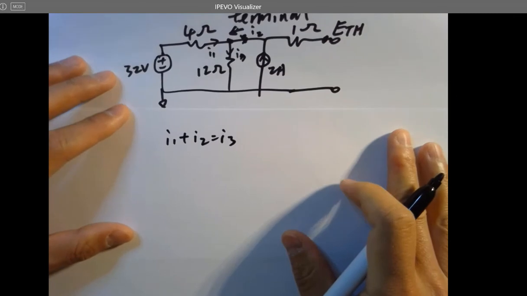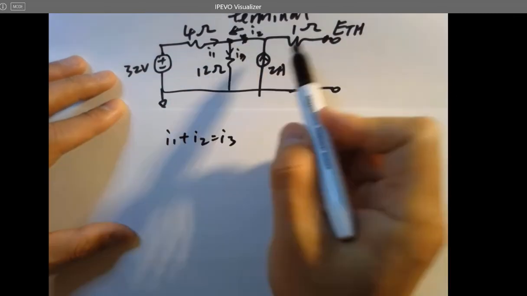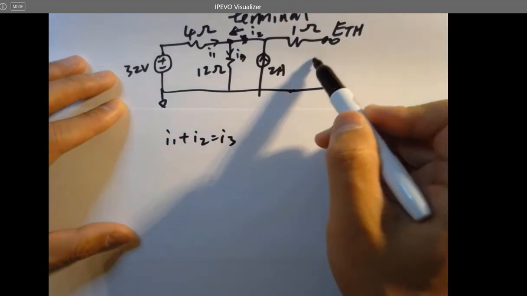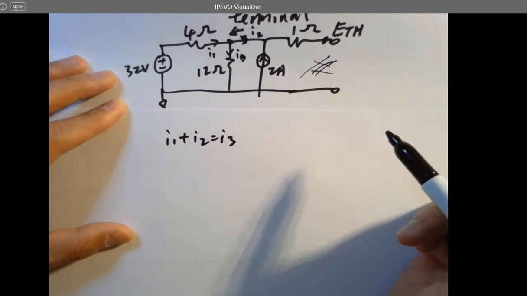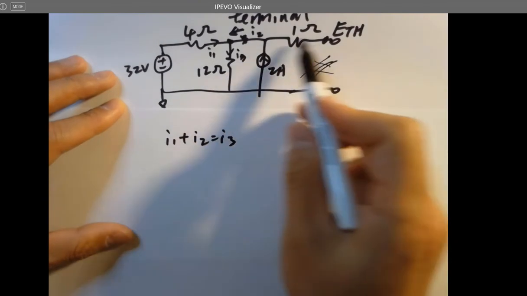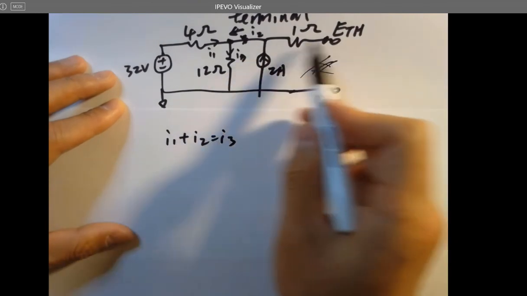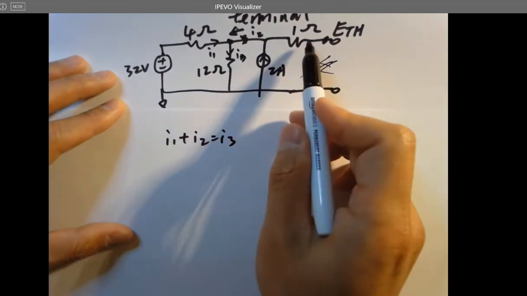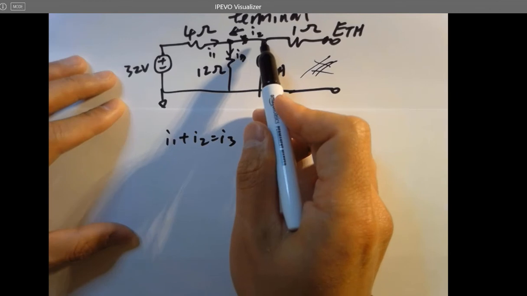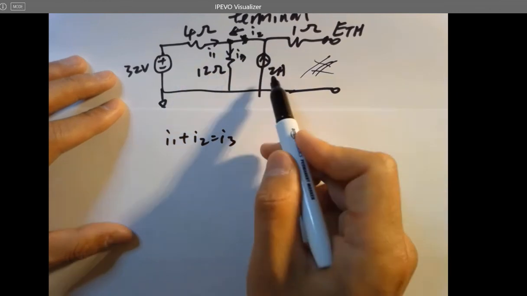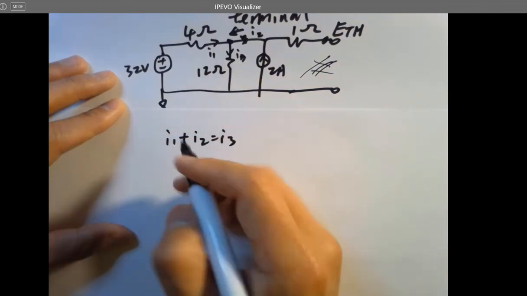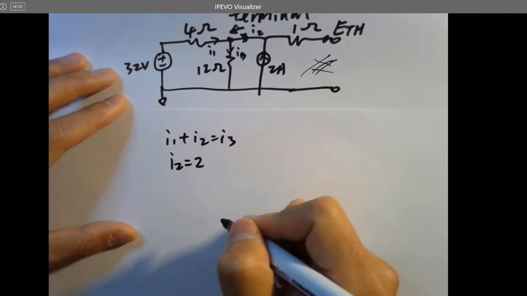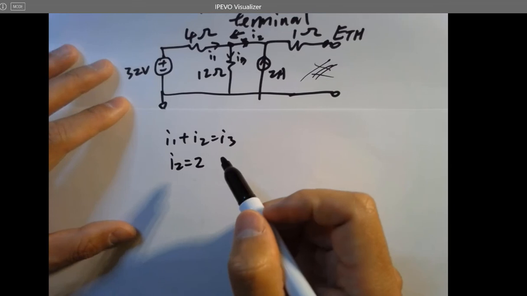And the second equation: I2 is flowing here, and here's a 2 amps current, and this is disconnected, right? Nothing is going out here, so no current is going to flow through this direction because it's disconnected. So the 2 amps has nowhere to go on the right side, so the only way to flow is the left side. So 2 amps is going to equal I2. Okay, pretty simple.